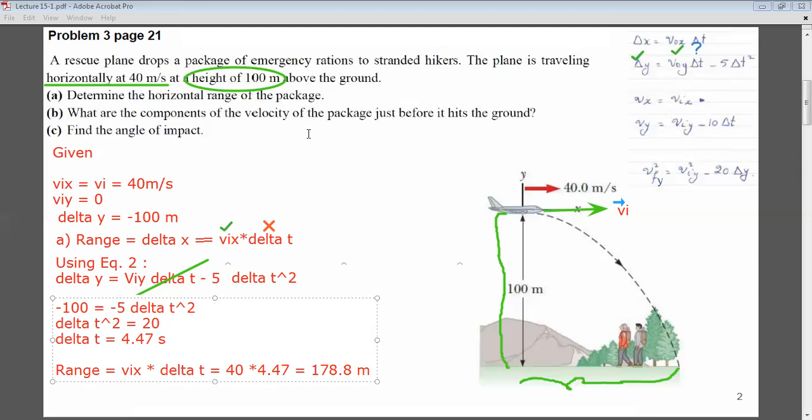Part B, let's do it here up. Change the color. Part B. What are the components of the velocity just before it hits the ground? So v final x and v final y. Okay, let's draw it first. So just before it hits the ground means here.